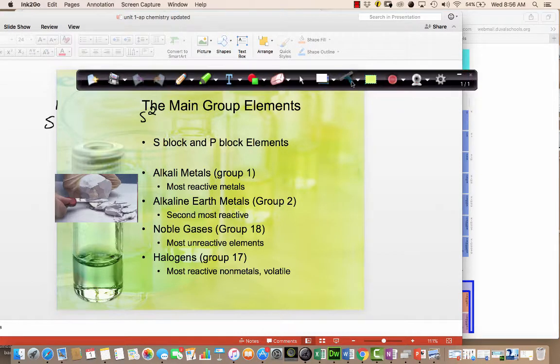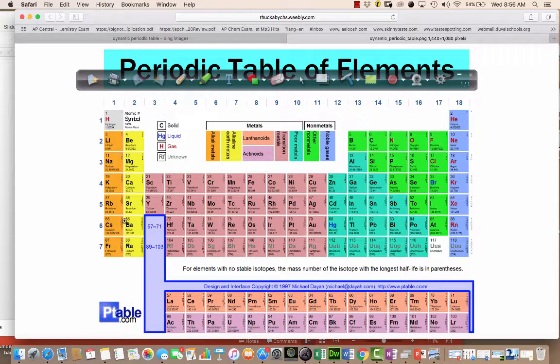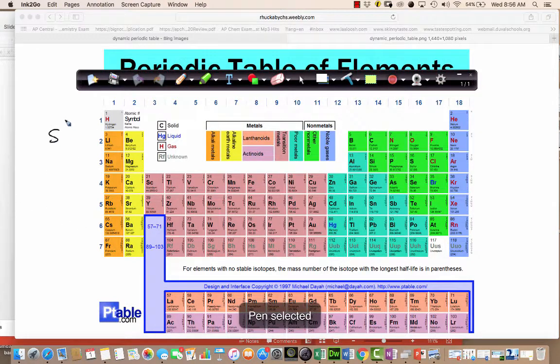The main group elements, those are our S and P block elements. So if you hear the term main group elements, it's talking about something in the S block or something in the P block. Now group 1, they are more specifically the alkali metals. They are the most reactive. Now hydrogen is not technically an alkali metal. It is there because its configuration matches it. So the alkali metals are the most reactive metals because the ionization energy is so low and it's easier to remove that one valence electron.